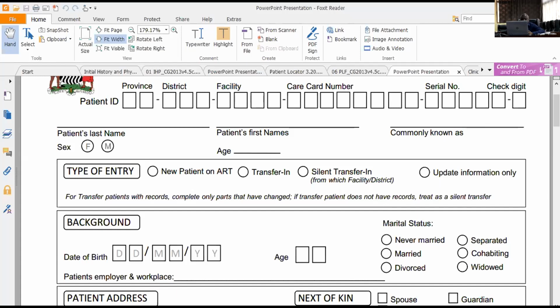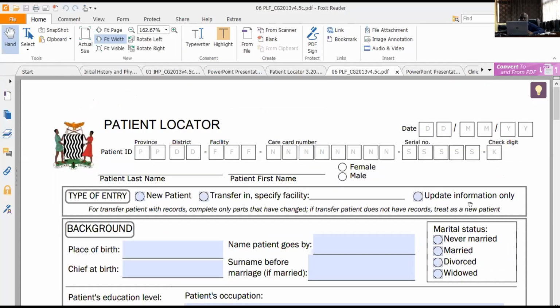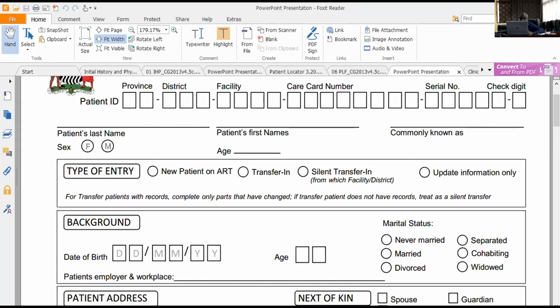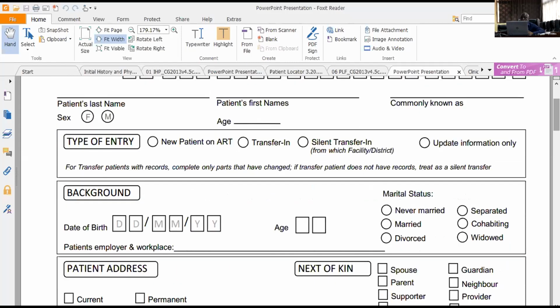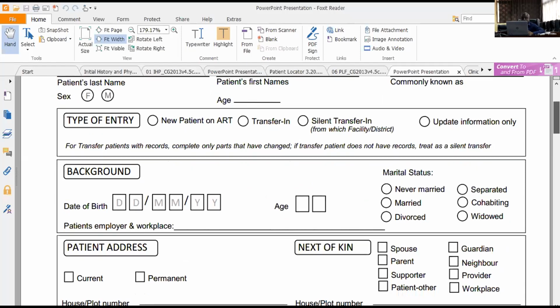Yeah, on the type of entry. For transfer patients with the records, complete only parts that have changed. If transfer patient does not have records, treat as a new patient. That is on the old form. On the new one, we are being advised to treat as a silent transfer. So this is the one important addition, because we've seen these patients, they just move from one facility to another without records. And we don't enter them as new patients, but as silent transfers.